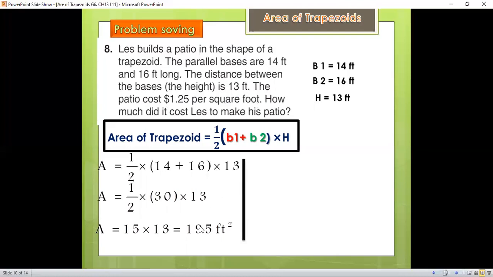But I have here 195 square foot, and the cost of each square foot is $1.25. Then the total cost is 195 multiply $1.25. The answer equals $243.75. Then 195 multiply $1.25 equals $243.75.